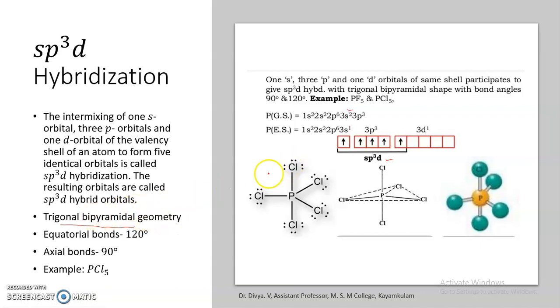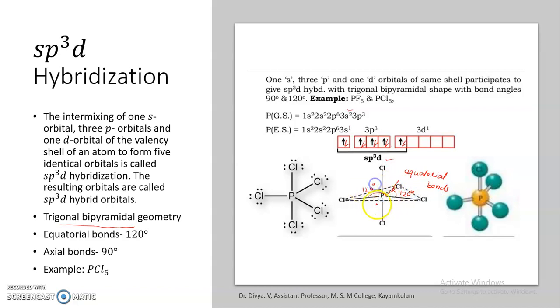After that, one electron from each chlorine atom is used to pair with these hybrid orbitals and forms P-Cl bonds. This is the plane of the molecule PCl5, and these bonds are known as equatorial bonds. And these equatorial bonds make an angle of 120 degrees with each other.